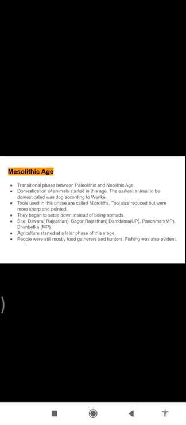Now the important sites were Dilwara in Rajasthan, Bagor in Rajasthan, which is the largest site. The earliest evidence of domestication of animals is also found from Bagor and from Adamgarh in MP. Next is Damdama in Uttar Pradesh, then Pachmarhi, Madhya Pradesh, and Bhimbetka, Madhya Pradesh. So these are the important sites of the Mesolithic period.